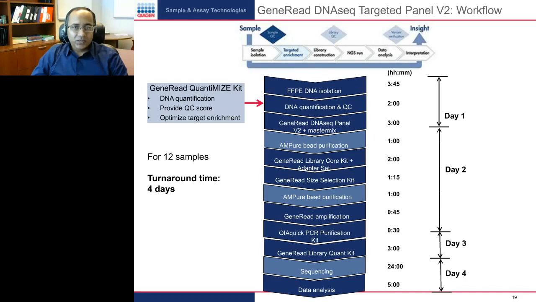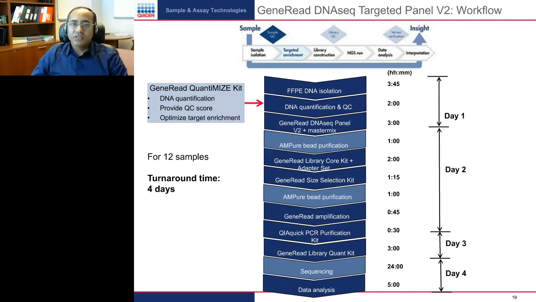So what this kit is, it's a PCR-based kit which does three things with just a single PCR run. You can do DNA quantification, and it also provides a QC score to show whether your sample is good for next-gen sequencing. Based upon this QC score, it will also provide guidelines to optimize your target enrichment. And all these three specs you can get with a single PCR reaction.